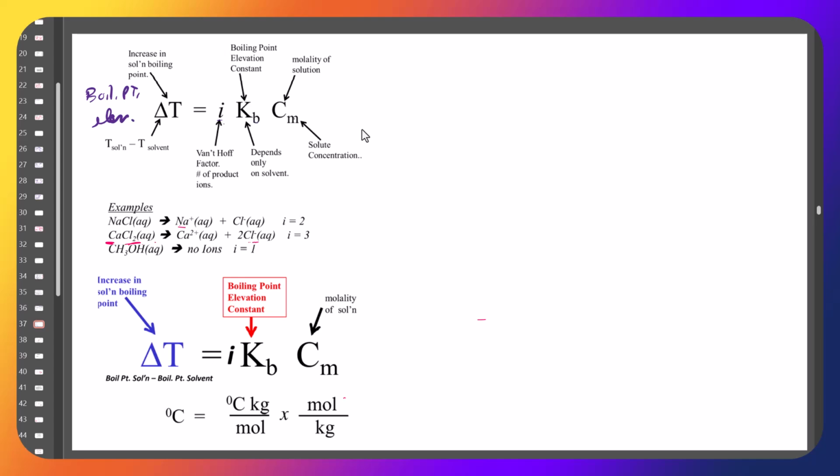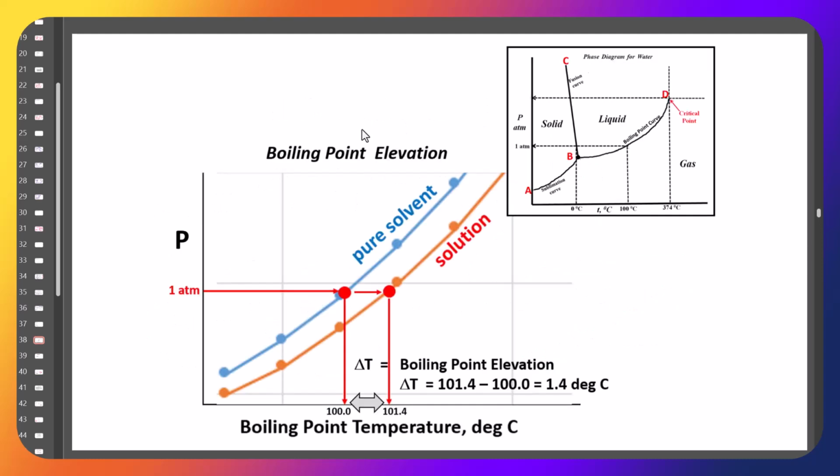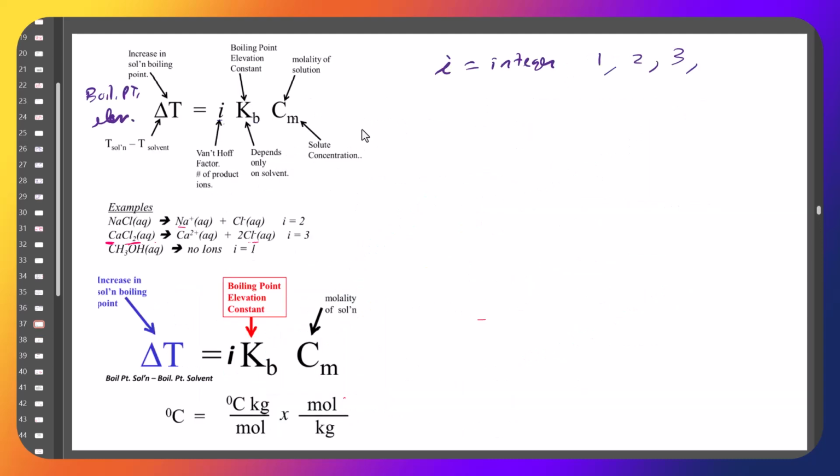i is an integer. It starts at 1 and goes up. Probably you're not going to see it go above 3. Kb is a constant that depends on the solvent. If the solvent is water, the value, I think, is 0.52. Check it out. So Kb is a constant. I would give it to you. It depends on the solvent. If we take water as our solvent, as we usually will, that number is going to be 0.52.